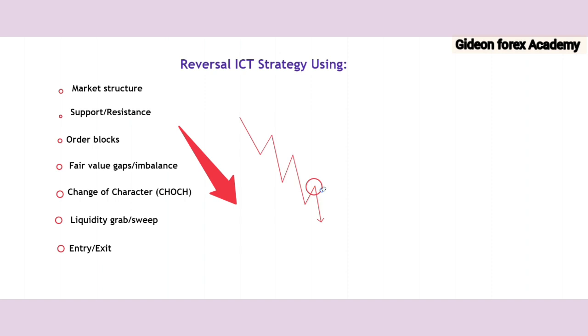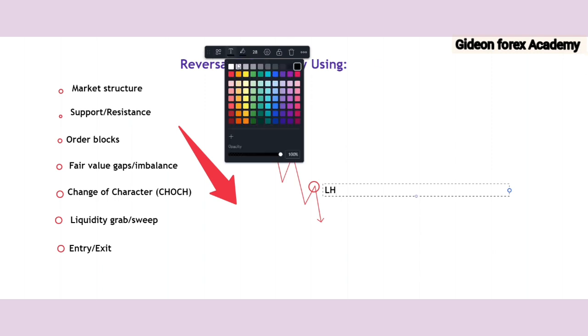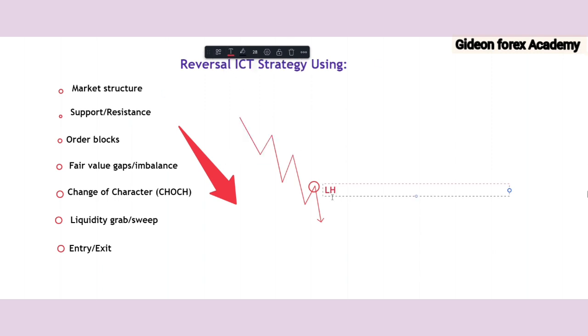I'll just type it out. This is our lower high here. That's the most recent lower high. I'll just change that to red. It's our most recent lower high up here. So we're just going to leave it there.